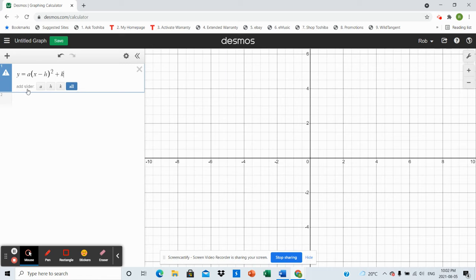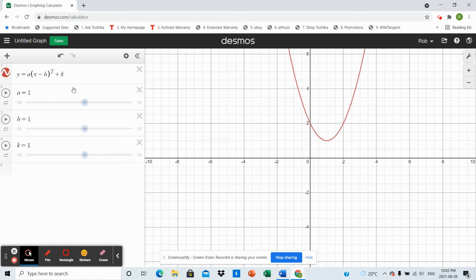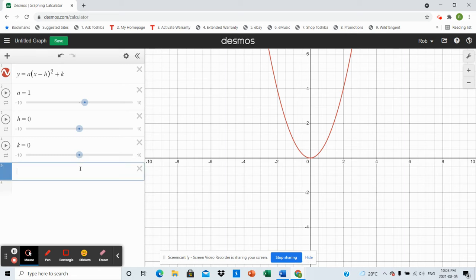Down here, you're going to see add slider a, h and k. I want you to select all here, and it's going to create three sliders. Now, the sliders automatically default to 1. Well, h and k are the vertex. We just want to bring those back to 0 to start with. So I'm just, oops, and bring that back to 0. Perfect.